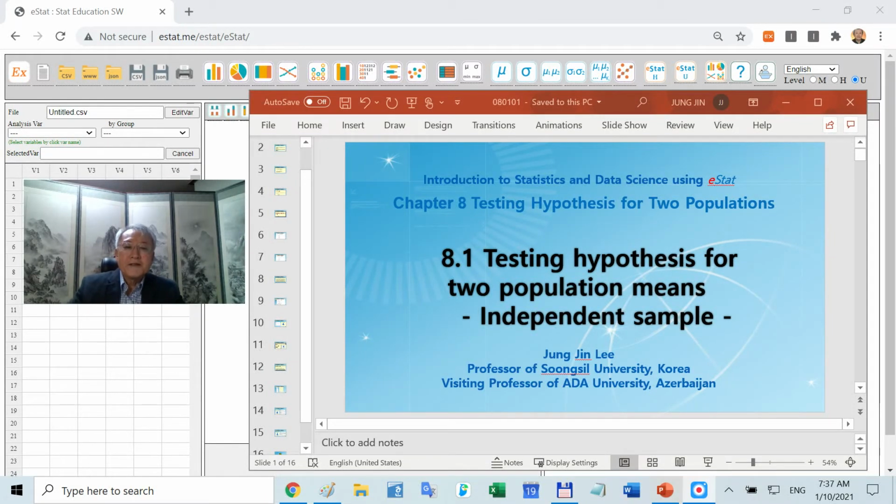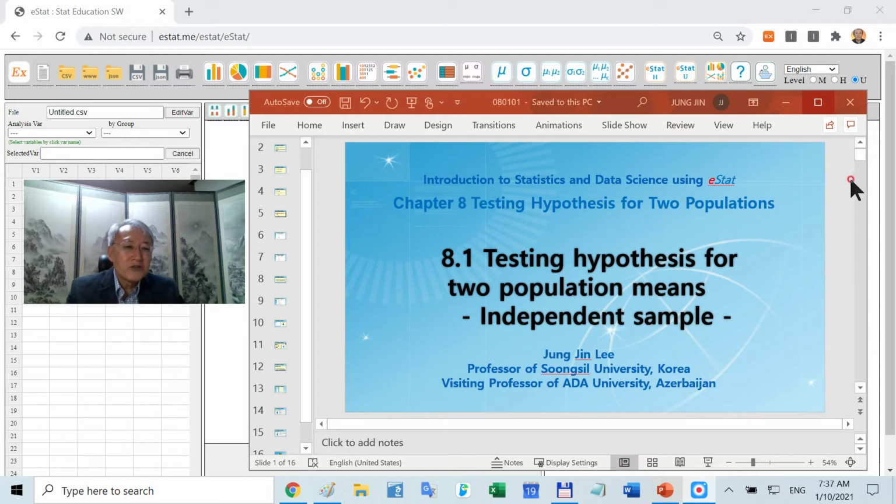Welcome to this lecture. In the previous chapter, we discussed testing hypothesis for a single population. We were curious about the population mean, population variance, and the population proportion. In this chapter, chapter 8, we are going to discuss testing hypothesis for two populations. We are curious about comparing two population means, two population variances, and two population proportions.